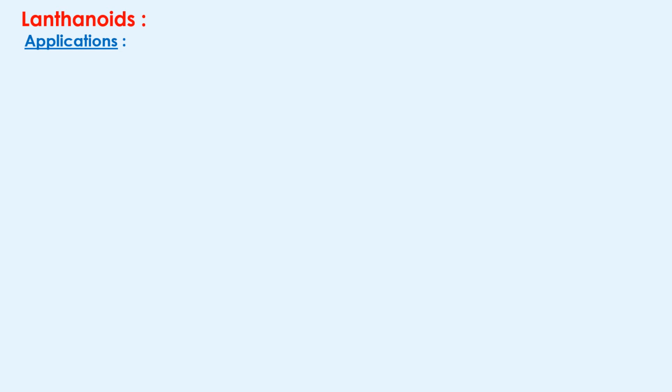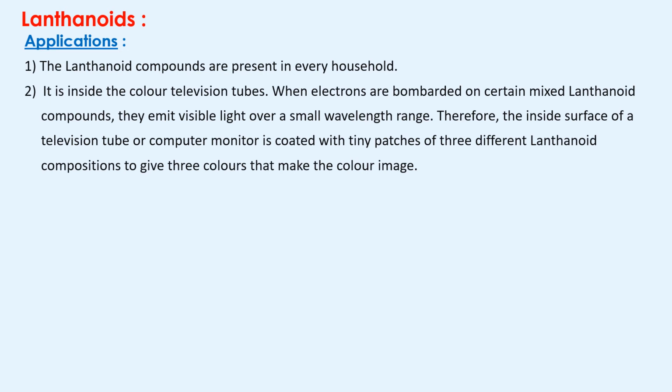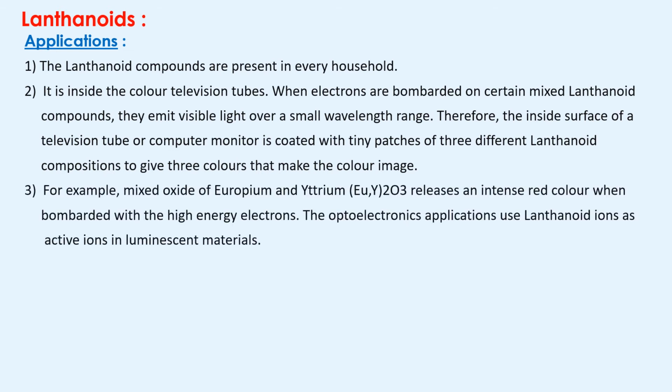Now we are seeing some applications of lanthanides. Lanthanide compounds are present in every household, inside our television tube also. When electrons are bombarded on certain lanthanide compounds, they emit visible light over a small wavelength range. Therefore the inside surface of a television tube or computer monitor is coated with tiny patches of 3 different lanthanide compositions to give 3 colors that make the color image. See this example: mixed oxides of europium and yttrium release an intense red color.